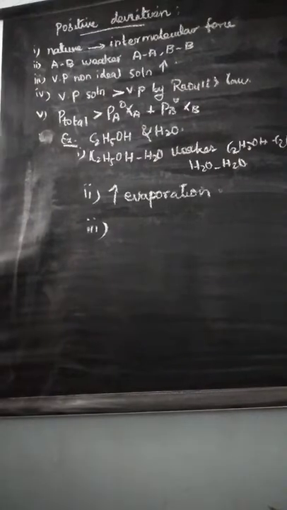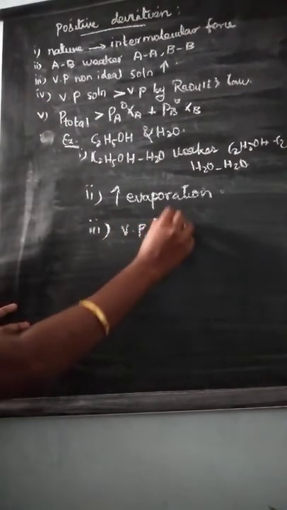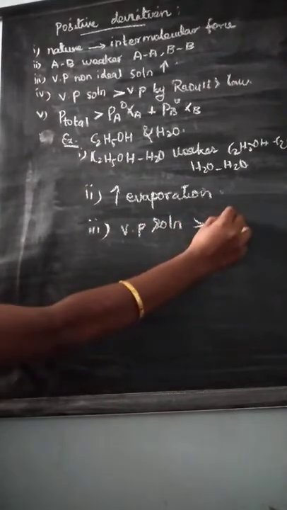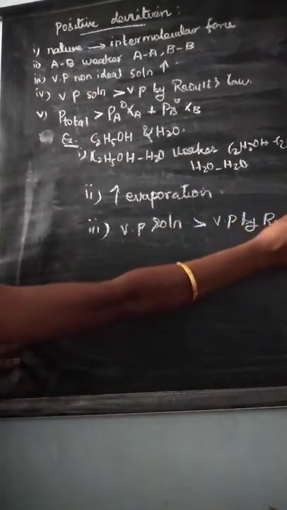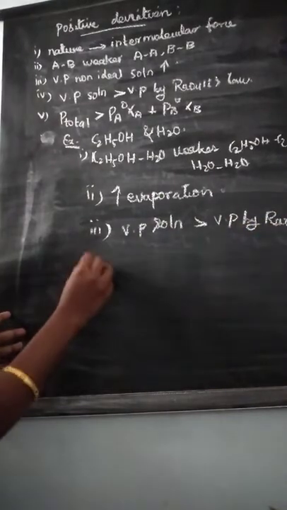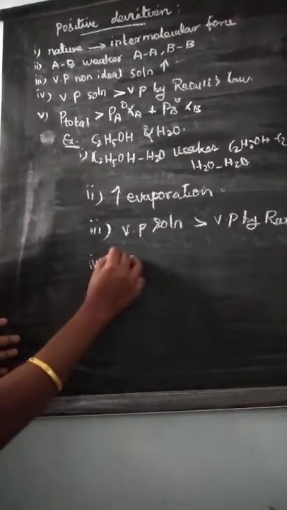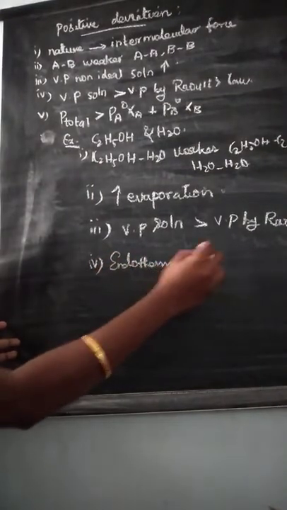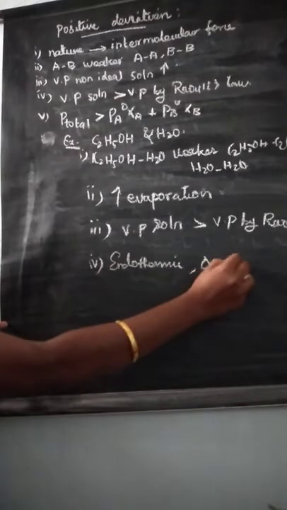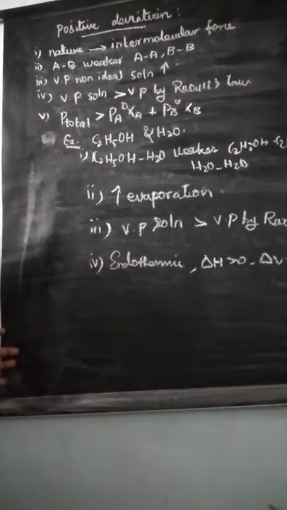Then third point, the vapor pressure of this solution increases above the vapor pressure predicted by Raoult's law. Understand? So this mixing process is endothermic. If the process is endothermic, delta H is greater than 0, so delta V is also slightly greater than 0.